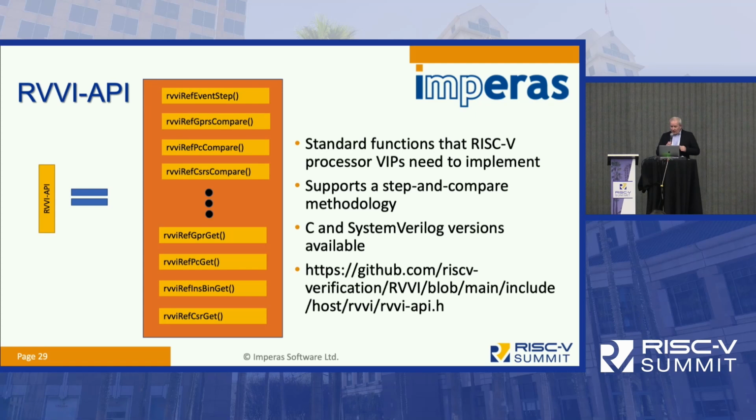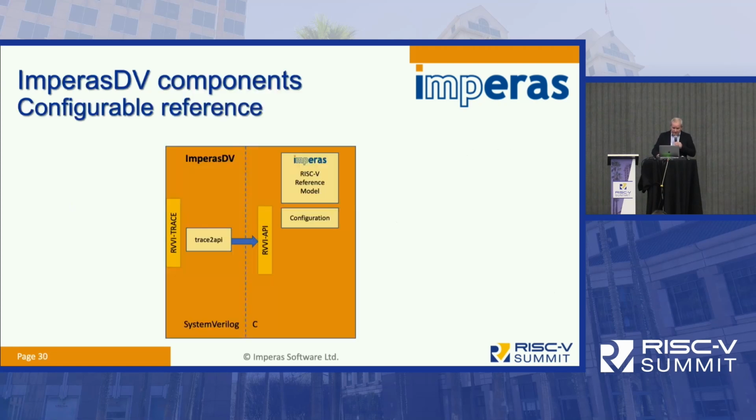And also the API, which I mentioned. So this is the second part of our RVVI, which is the layer that allows the control and interrogation of that RISC-V verification IP. And for us, we have versions in both C and SystemVerilog that allow us to do this control. And within it, it can also do the step and compare and the scoreboarding in terms of defining when differences occur between the RTL and the reference model itself.